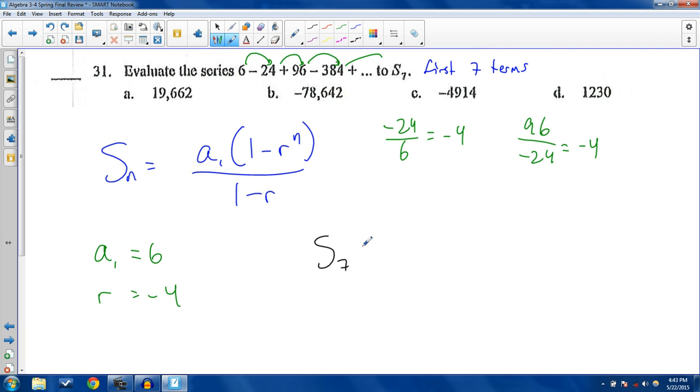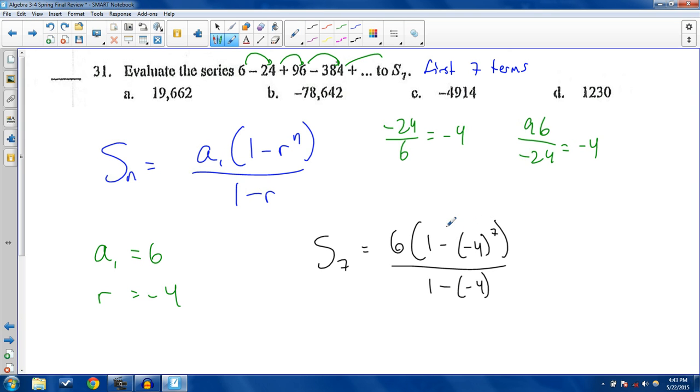S sub 7 equals 6 times 1 minus negative 4 to the 7th power, all over 1 minus negative 4.